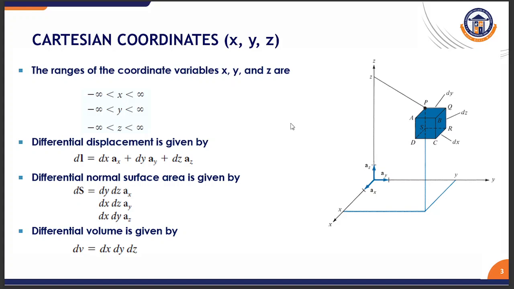The next is the differential volume. This is the infinitesimal volume formed by the intersection of these three differential lengths, and it is given by dv equals dx dy dz. This dv is a scalar quantity, whereas dl and ds are vector quantities.